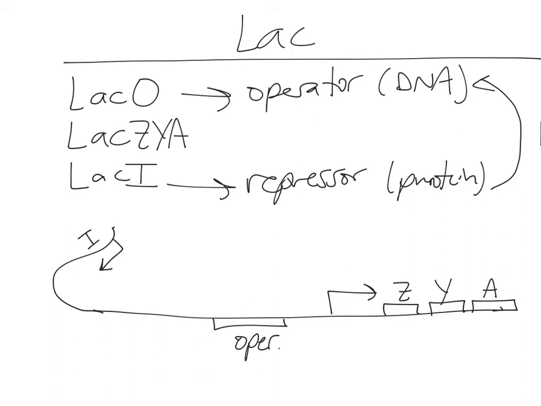Other questions about the lac operon? So when you're doing a transcription of lacO, how exactly would that look? Because lacO, the operator, isn't a gene, it doesn't get transcribed. All that happens to lacO is, well, it's in the promoter.